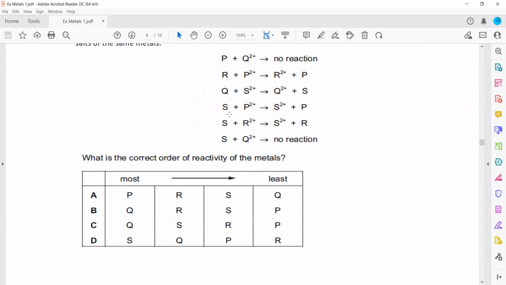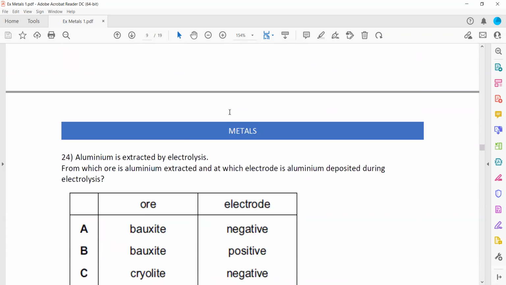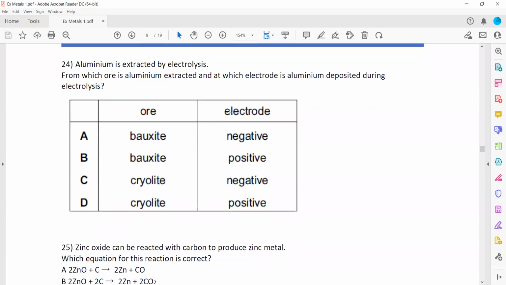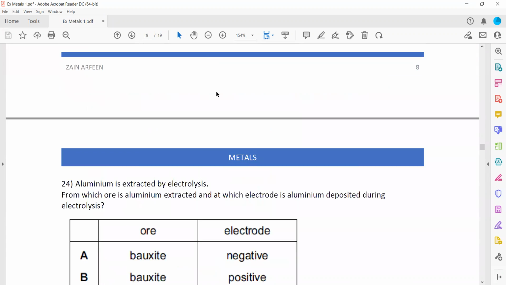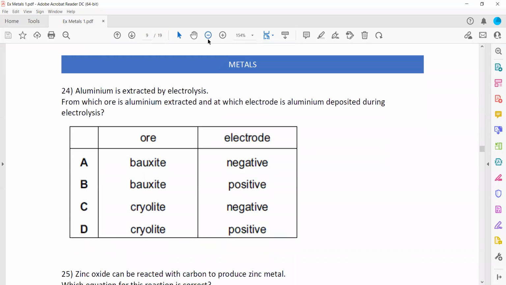We are only doing the questions related to aluminium. In question 24, aluminium is extracted by electrolysis. From which ore is aluminium extracted and at which electrode is aluminium deposited? What is the name of the ore? Aluminium ore is known as bauxite.